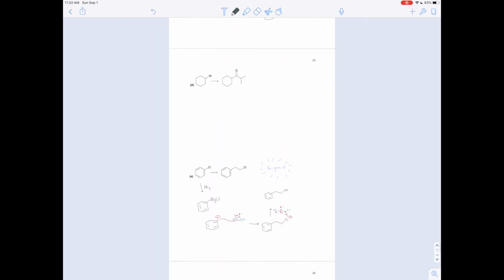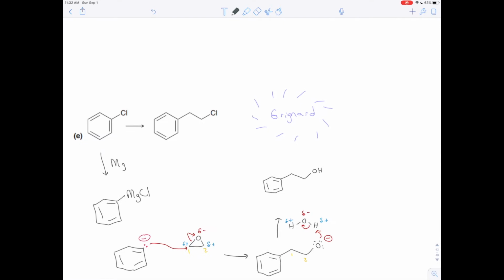I won't draw the mechanism for that here, just because it's a little involved, but I'll make a separate video that walks through the mechanism for how that happens if you're interested. You wouldn't have to draw the mechanism for that, but you should know that if you add thionyl chloride, SOCl2, with pyridine, you will turn an OH into a Cl.